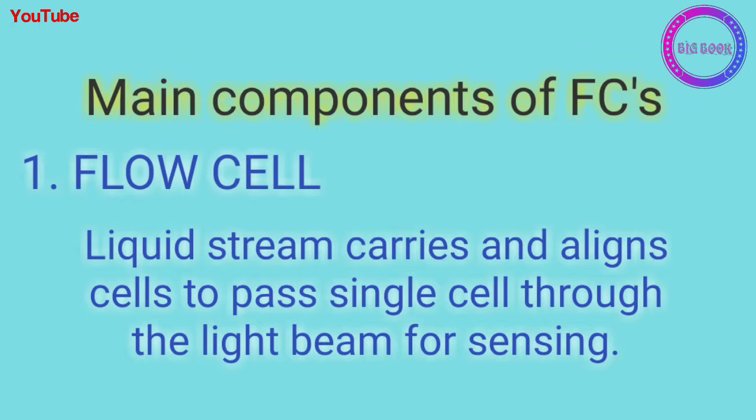Coming to the next slide, main components of flow cytometry. The flow cell is the topmost part of the flow cytometer, where we suspend the sample and the sheath fluid, which passes the single cell through the light beam for sensing.